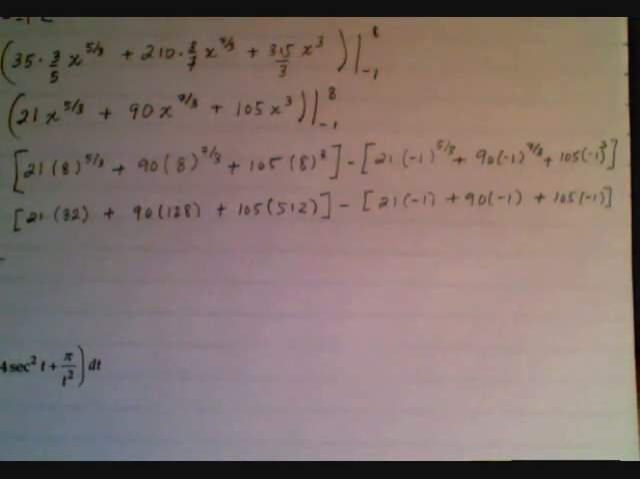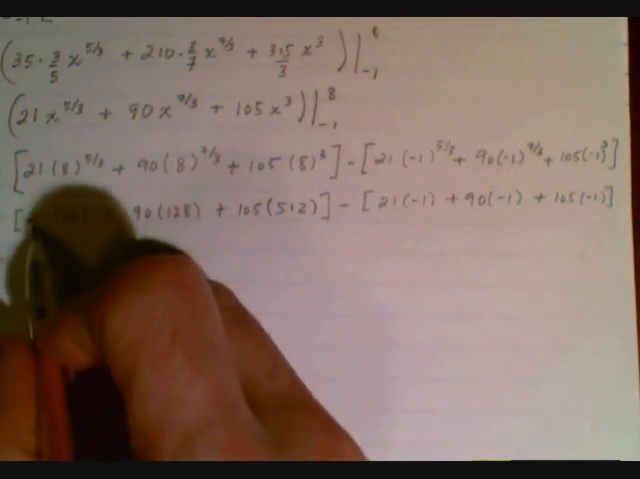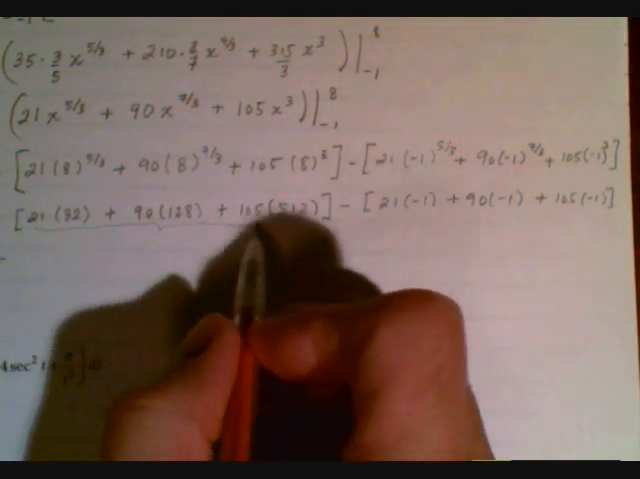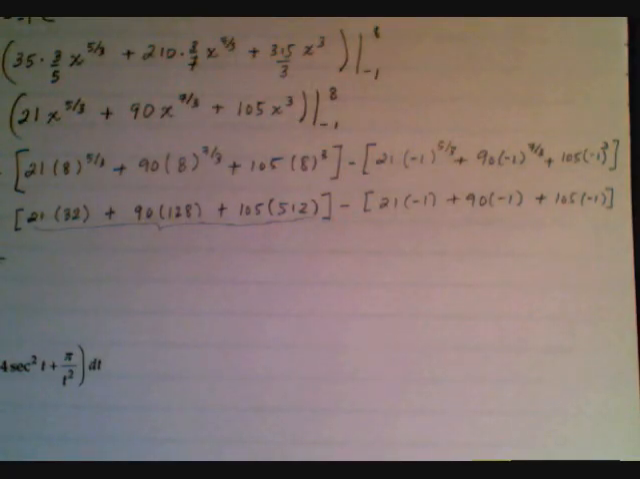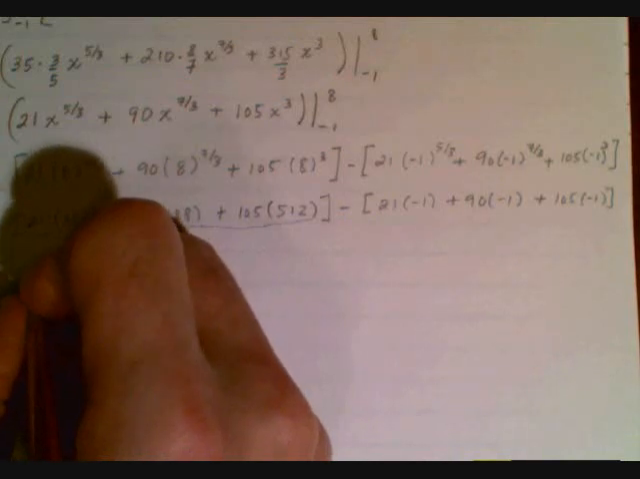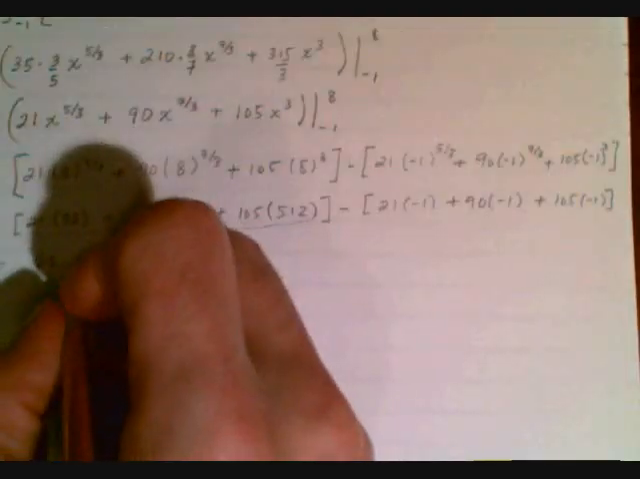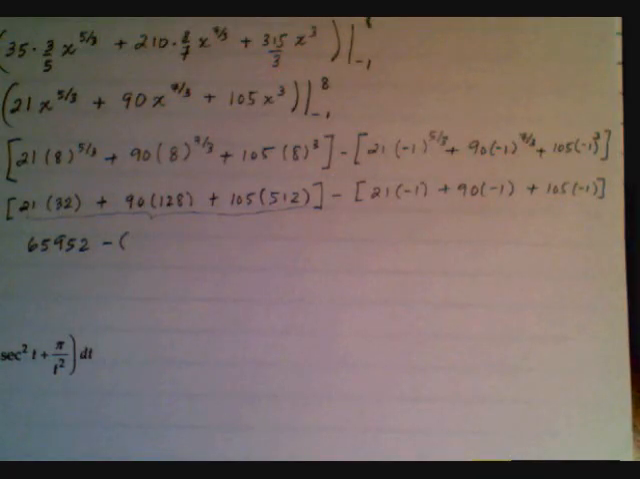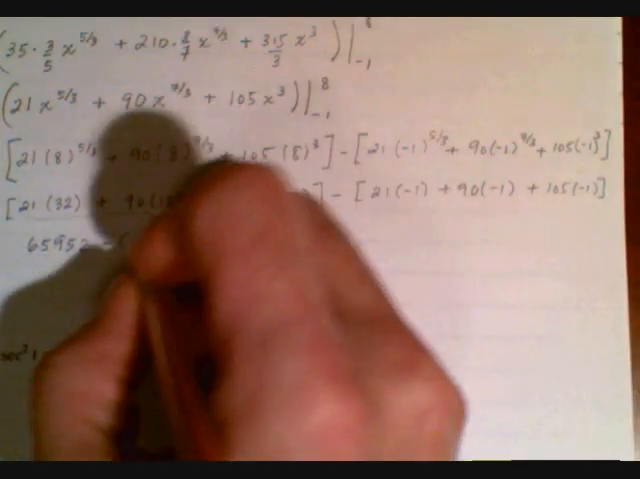Okay, so I punched this into my calculator, because I'm sure as heck not doing it by hand. Not since these videos have to be under 15 minutes. And I get, you'll love this, 65,952. Isn't that lovely? Minus, over here I've got -21 minus 90 minus 105. That's not much of anything compared to this. It's -216.